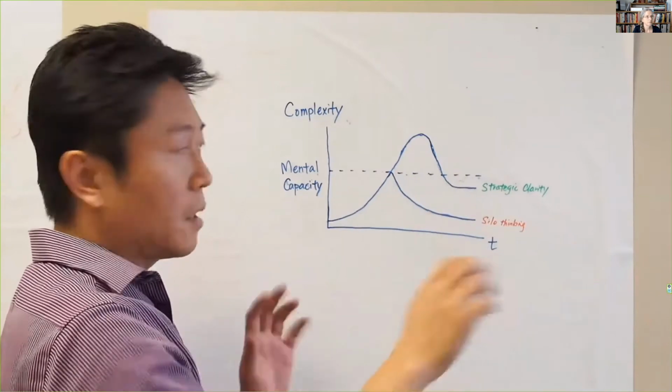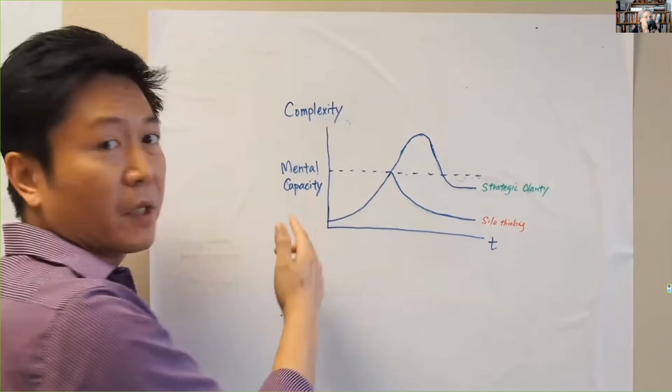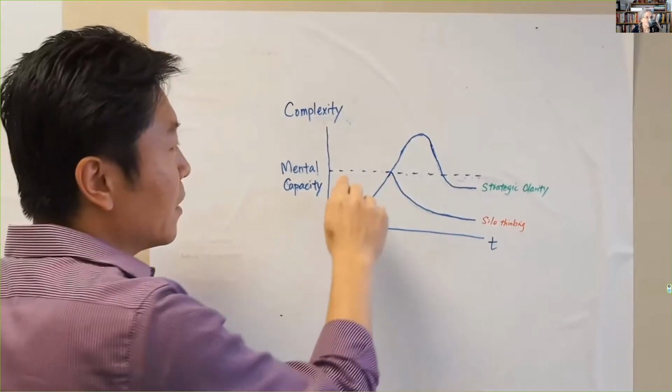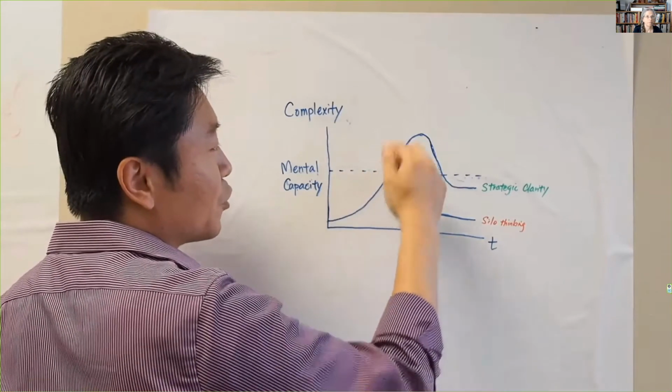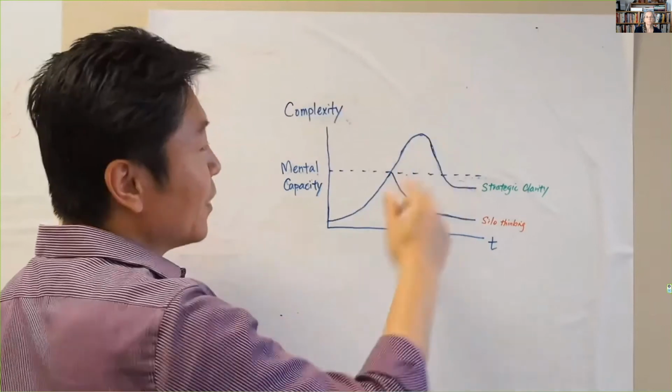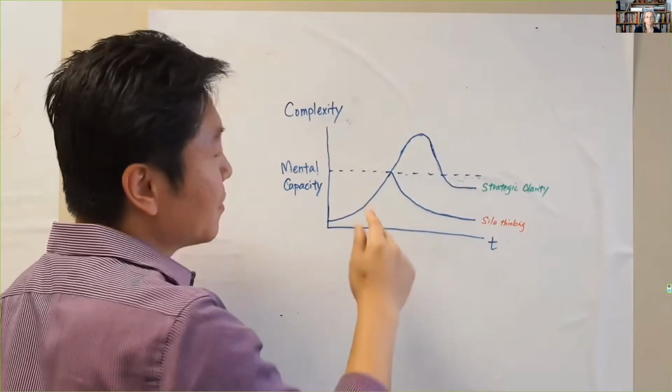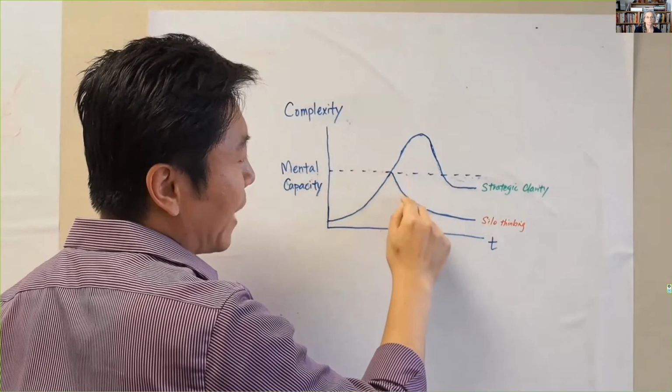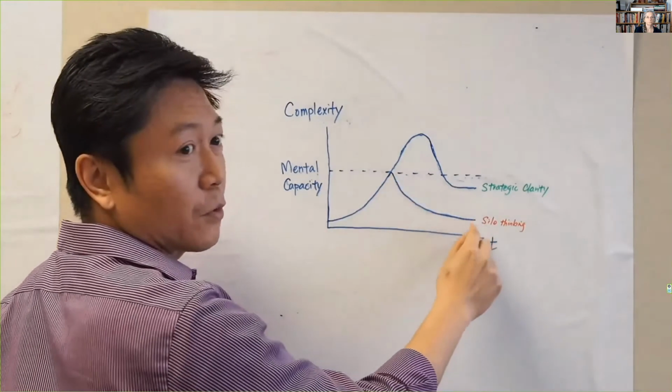And there will be a point where this dotted line shows our mental capacity. That is our mindset, that is just too much. I cannot hold that. It's too complex for me. And our natural tendency is to move back to where we're comfortable, back to our silo thinking.